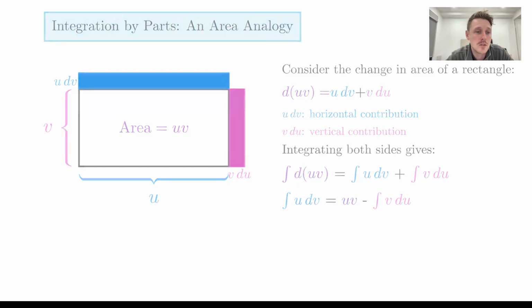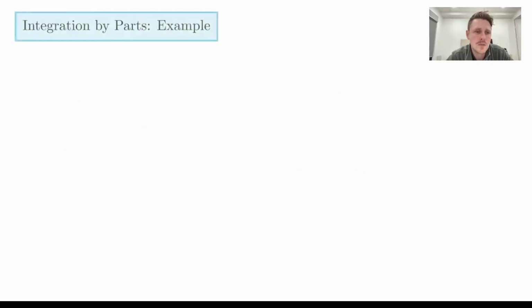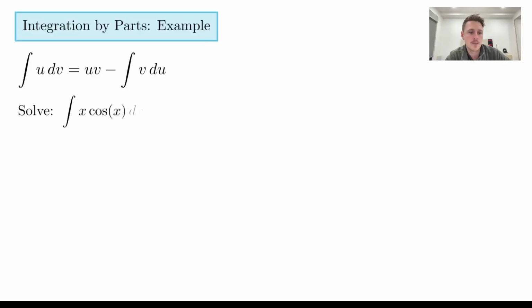So if we jump over to look at an example, here's something we might be asked to integrate. Solve the integral of x cos x dx. And at the top there, we just have what we learnt before, which is integration by parts. So it's the integral of u dv is equal to uv minus the integral of v du.